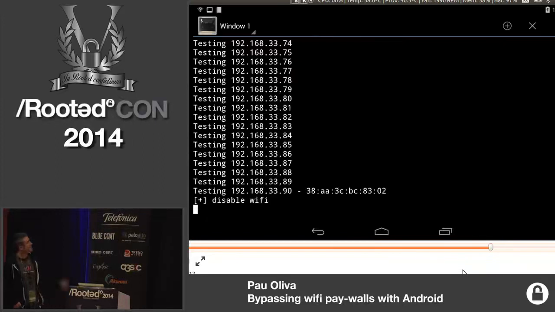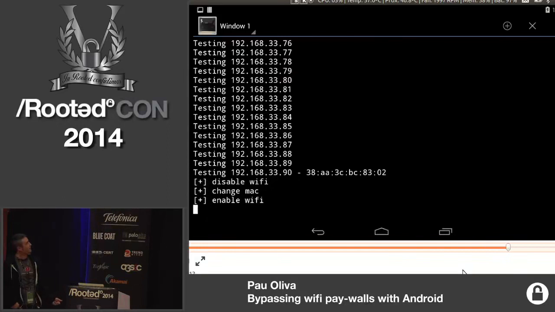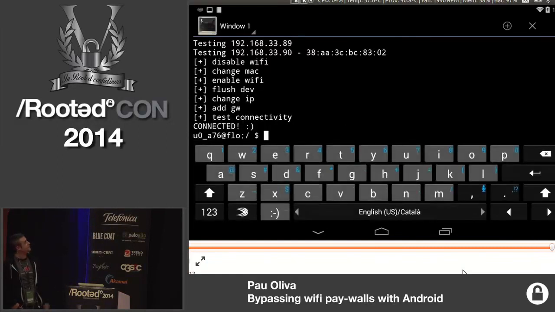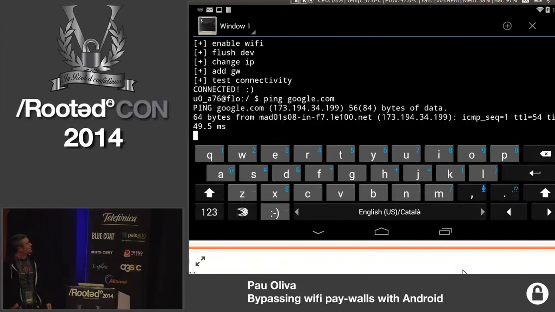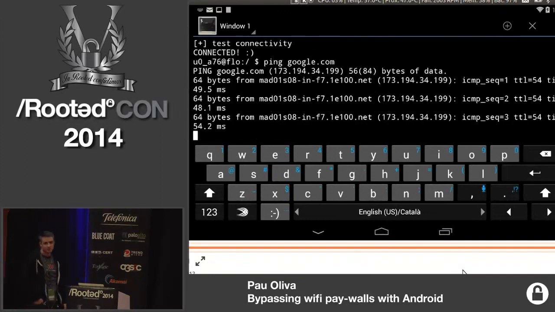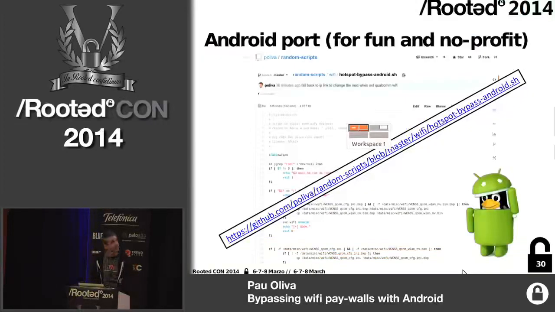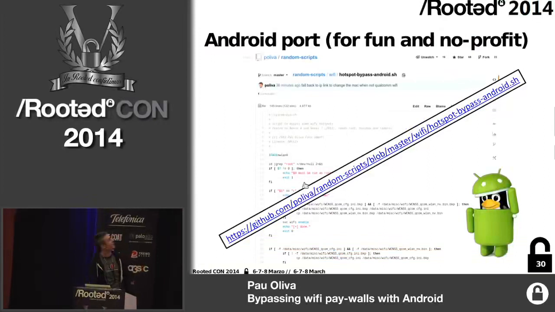It is looping all around the IPs until it finds an IP, where it disables the Wi-Fi, changes the MAC, and enables Wi-Fi again, and so on. And that's it. The connectivity is open, and now we are connected. As you can see, we got connectivity. We're taking the identity of some clients who were connected at the moment.